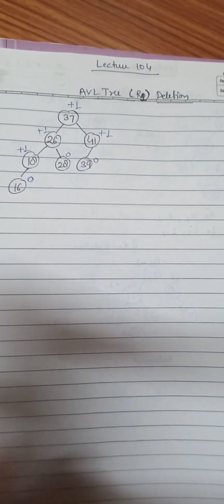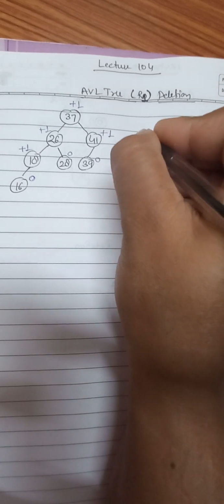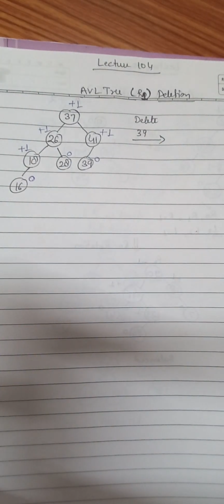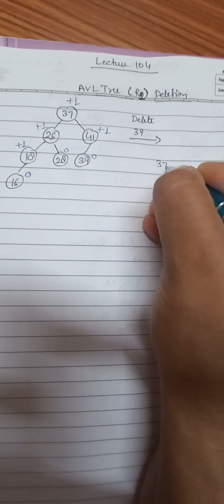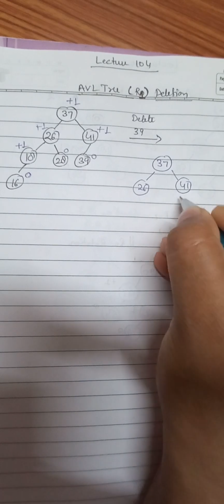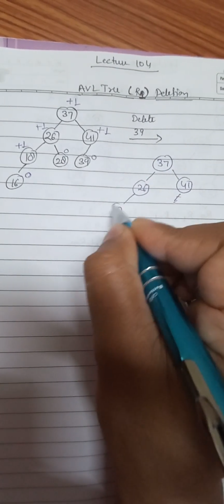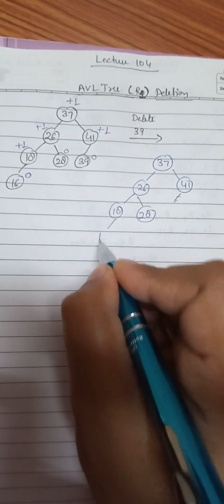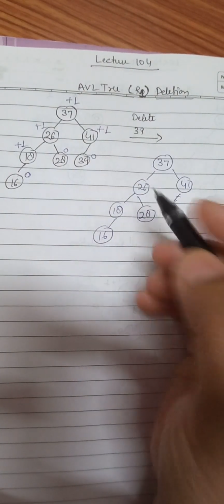Now suppose if we delete 39. Suppose if we delete 39. So what will be the tree now? So the tree will be like 37, 26, 41, 39 because deleted, so we will not write it here. Now 18 and 28 and 16. Now again we will cross check the balancing factor because we have deleted 39.